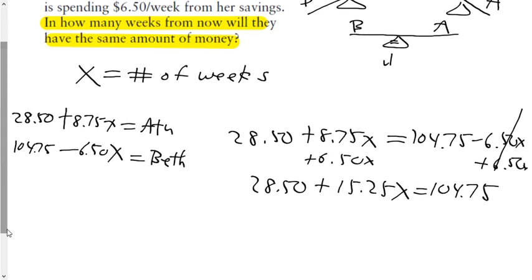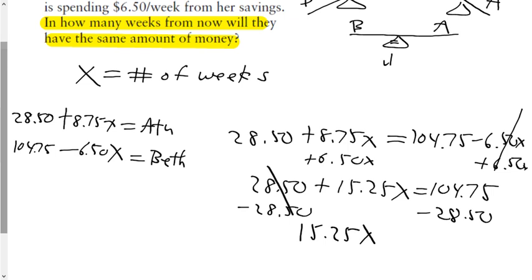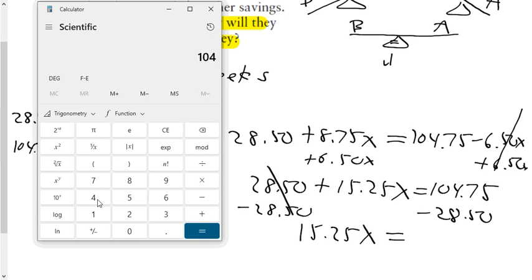If I make a mistake, just let me know because I don't want to make a whole video with me making mistakes. Subtract 28.50 from both sides to get rid of your constant. And 15.25x will equal, can't do that in my head, calculator, 104.75, take away 28.50, 76.25.